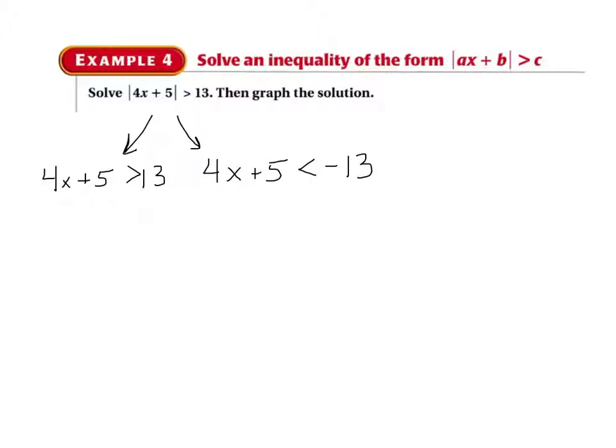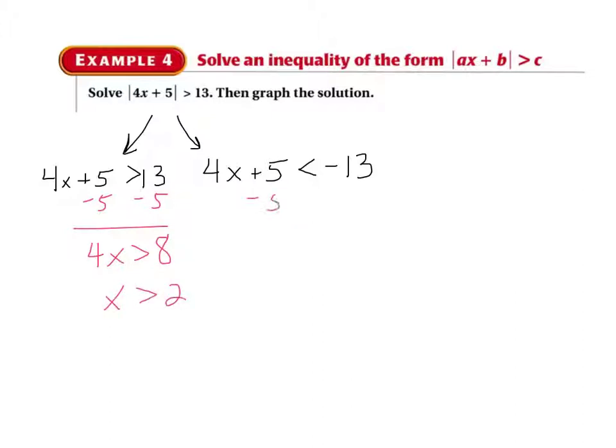Okay, now that sounds a little complicated. Rewind it and listen to it a couple times, and if it's not working out for you, jot it down as a question to ask when you come to class. Now solving these, same as solving equations, so I'm going to subtract 5 from each side. I'm going to get 4x is greater than 8, and then we'll end up with x is greater than 2.